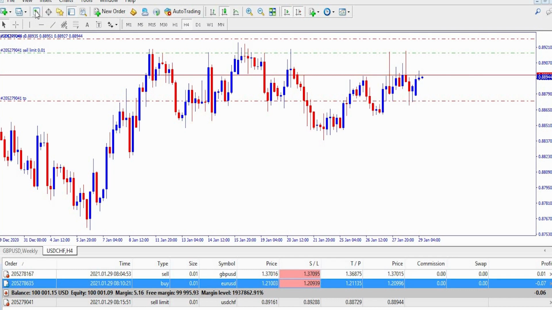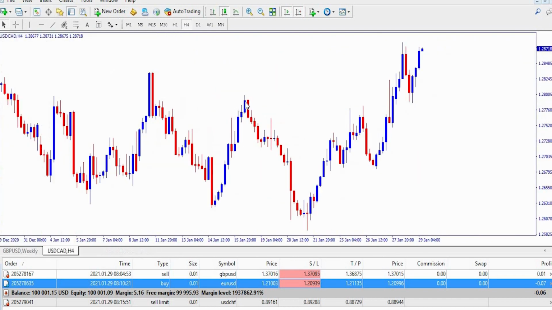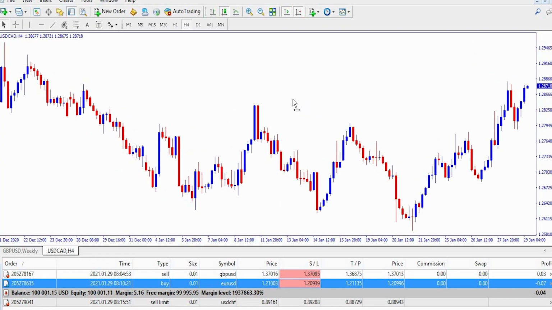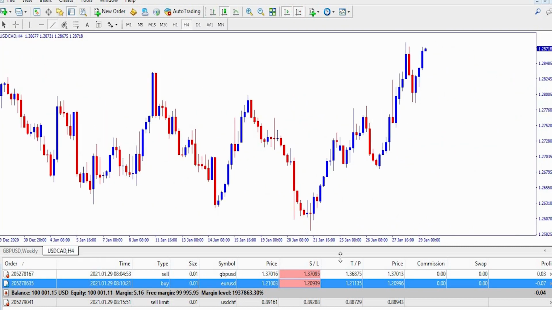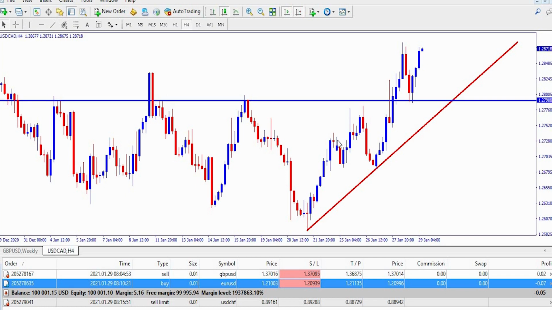So let me explain the buy limit. The buy limit is just the opposite of the sell limit. So this is the United States dollar against the Canadian dollar. And from here we can see clearly we have a sort of ascending trend. Now, if price should retrace down to this point, the trend line, I'm expecting a buy. So I mark out the area or the region at which I want to buy.